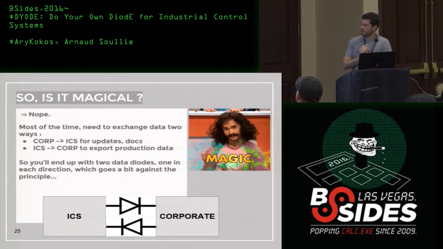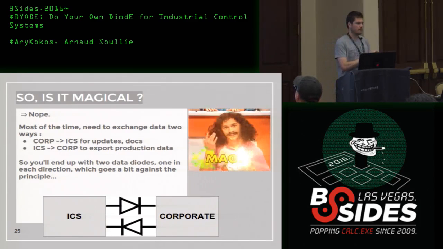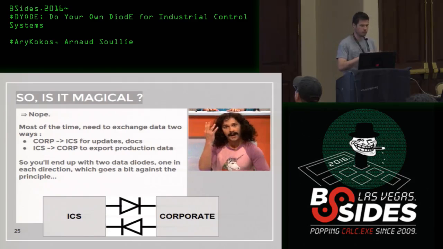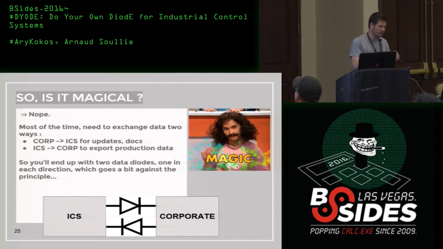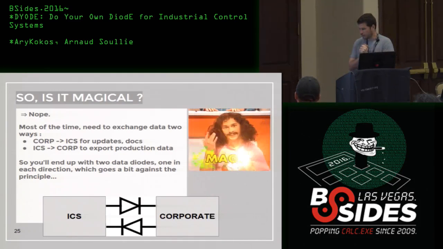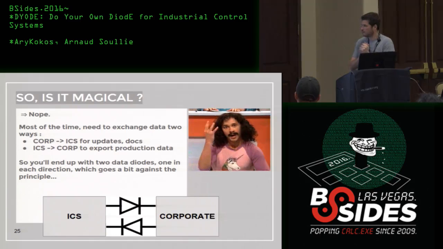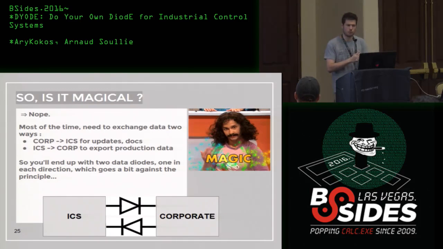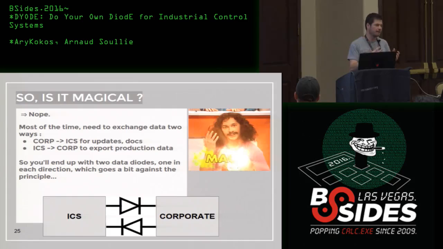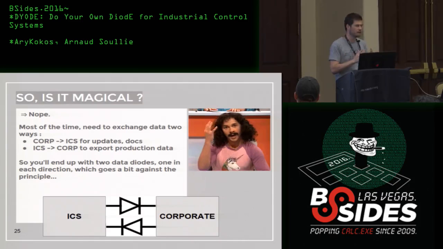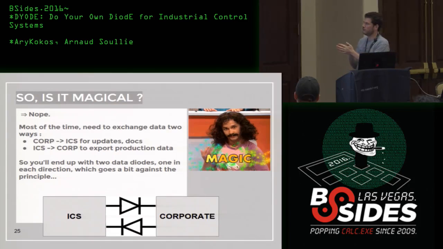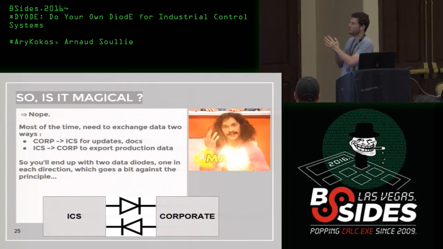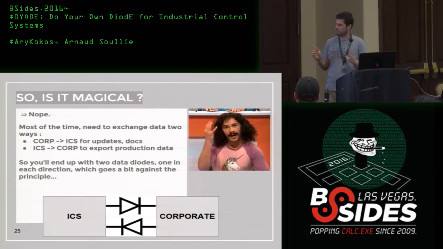Okay, so maybe we can take a step back. I explained what an ICS is, why we need data diodes, and how my data diode works. Then let's think: is it magical? The whole idea of a data diode was to have data flowing only one way. But as I mentioned at the beginning, most of the time you need to exchange data in two ways.